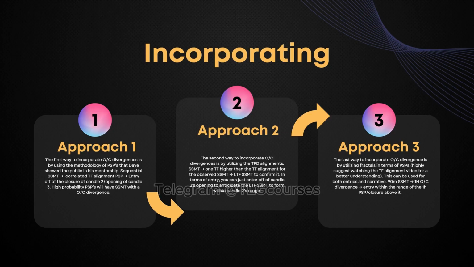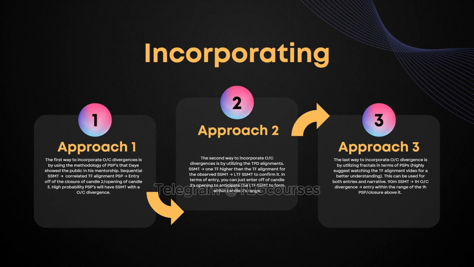So if you have, in this case, a 90-minute sequential SMT, you would look for a 1 hour open close divergence with a PSP, of course. And your entry can be within the 1 hour PSP's range, right? Or it would be a closure above it. Now, in terms of the fractal version of entry, candle 2, the PSP's low, should be mitigated because that's what's going to create your 90-minute cycle sequential SMT. This sounds weird, but if you look at the time frame alignment video, you have a perfect understanding of what I'm mentioning.